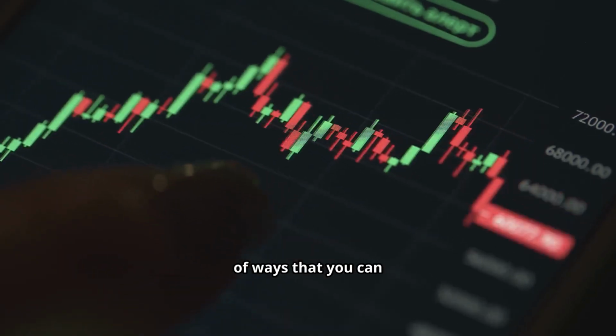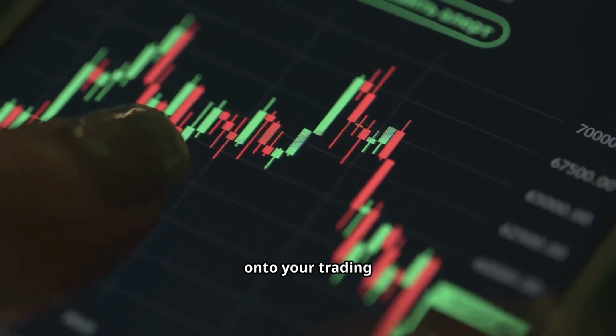So those are a couple of ways that you can implement the smooth Heikin-Ashi indicator onto your trading strategy.